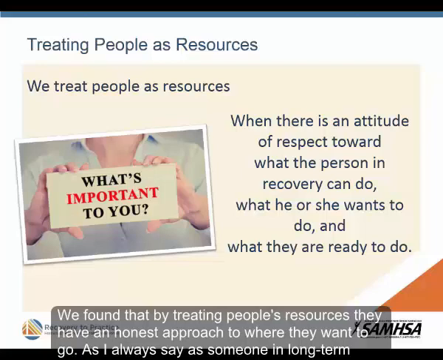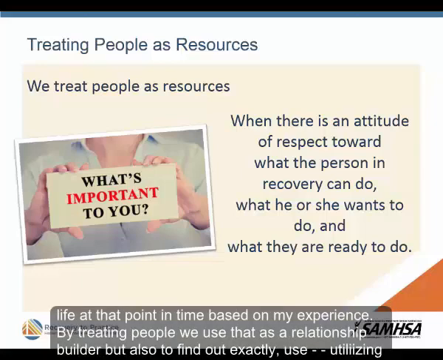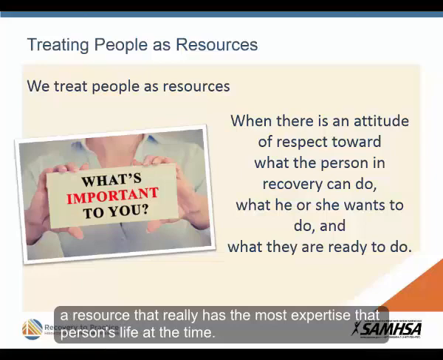We found that by treating people as resources, they have an honest approach to where they want to go. As I always say, as someone in long-term recovery, at one point in time I couldn't hide from the mirror. I knew exactly what was going on, and I knew exactly what needed to be happening in my life based on my experience. So by treating people as resources, we use that as a relationship builder, but also to utilize the resource that has the most expertise in that person's life at the time.